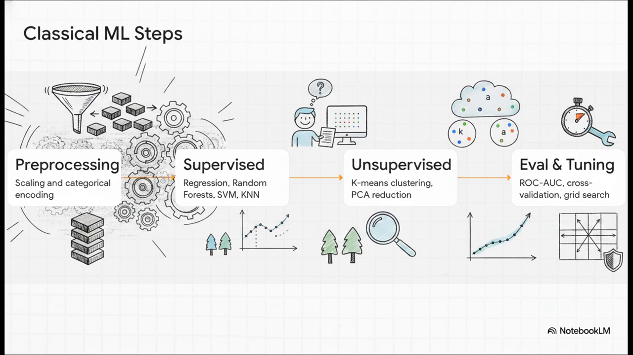Step 1 is pre-processing. That means scaling and encoding your data so an algorithm can actually digest it. Step 2 is supervised learning, where you give the computer the answers and it learns the patterns, using tools like regression or random forests. Step 3 is unsupervised learning, where algorithms like k-means clustering find hidden groupings in the data completely without human guidance. And finally, Step 4 ensures our framework is safe. Rigorous evaluation and tuning using metrics like ROC-AUC and techniques like cross-validation. This guarantees our model is actually accurate and not just guessing.